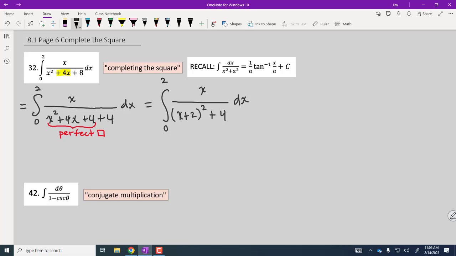So here's what we're going to do. We're going to be crafty and get rid of that x. We're going to say, let's let u be x plus 2. Then du is equal to dx.